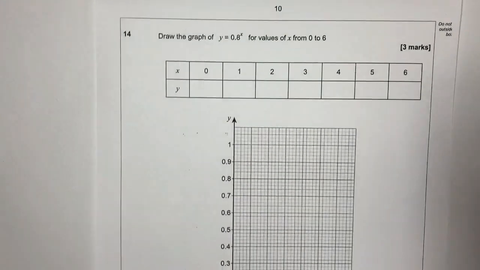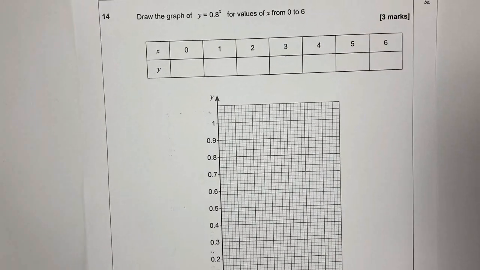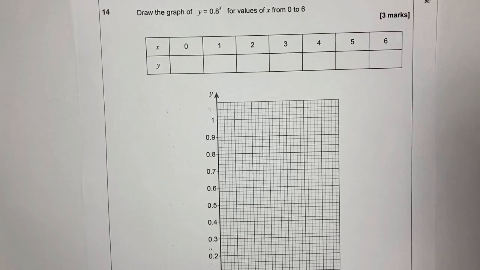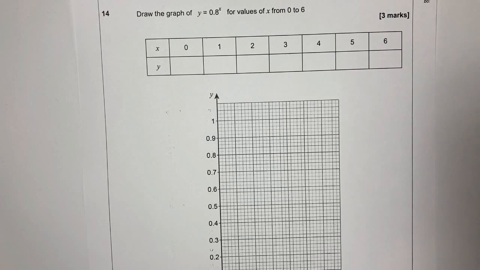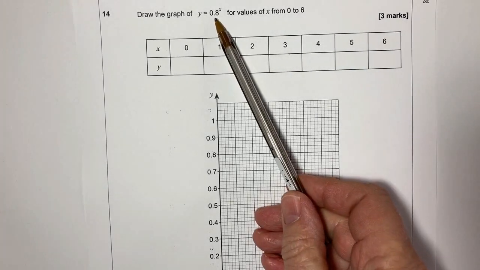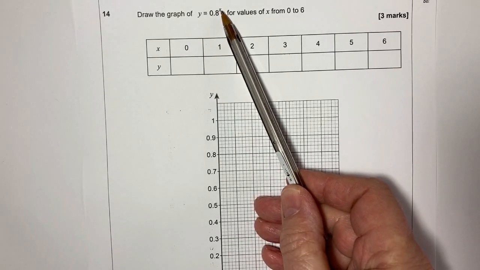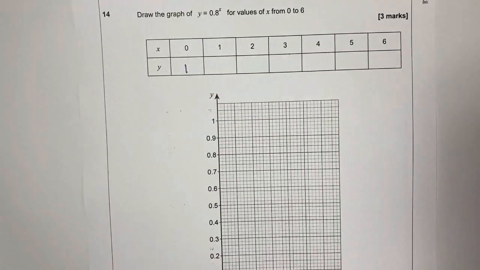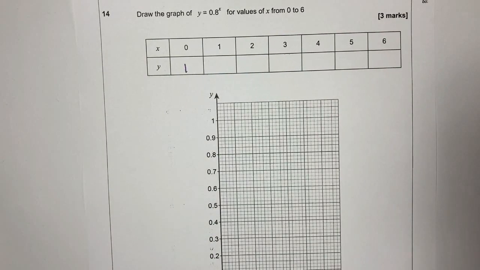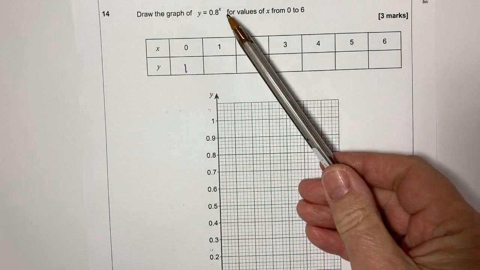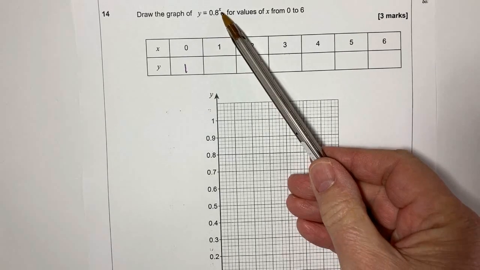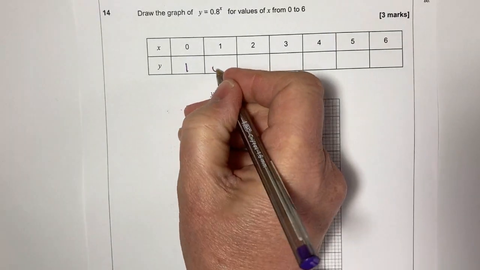Now, question number 14 asks us to draw a graph, and the equation is y equals 0.8 to the power of x, for values of x from 0 to 6. So basically all we're doing is plugging this information into a calculator. So 0.8 to the power of 0 is going to be 1, because any number to the power of 0 is 1. Okay, 0.8 to the power of 1 is going to be 0.8.